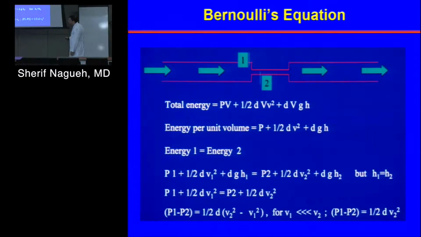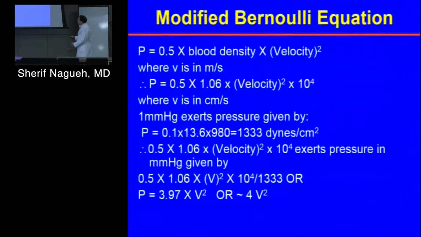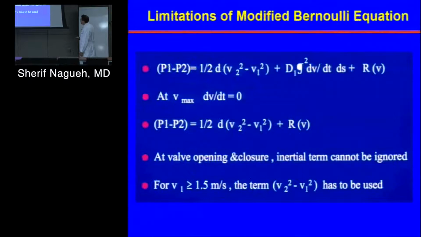You rearrange that expression because you are interested in calculating the pressure gradient. When you take a look at this, if V1 is very small compared to V2, its square is even smaller, so you can ignore that part, and it becomes the half rho V squared. And this is for those working with units to see how we came up with 4V squared, but pressure is basically 4V squared. I'll skip the limitations.